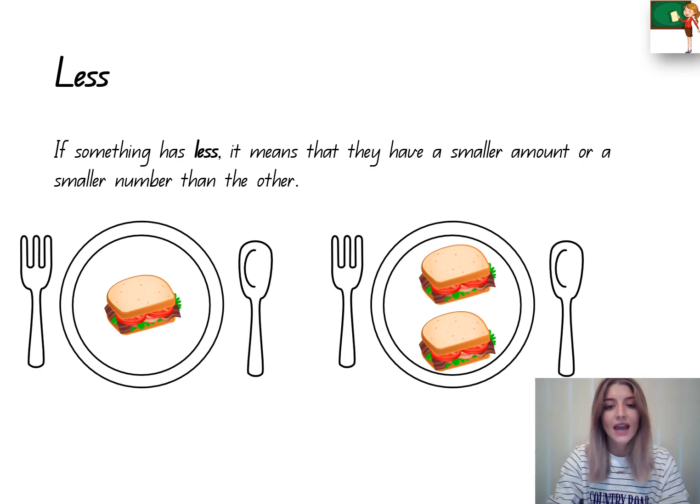Okay, if something has less, it means that they have a smaller amount or a smaller number than the other. So I can see this first plate here has less sandwiches than this plate because this only has 1 sandwich and the other plate has 2. And 1 is a smaller number than 2, which means it's less.